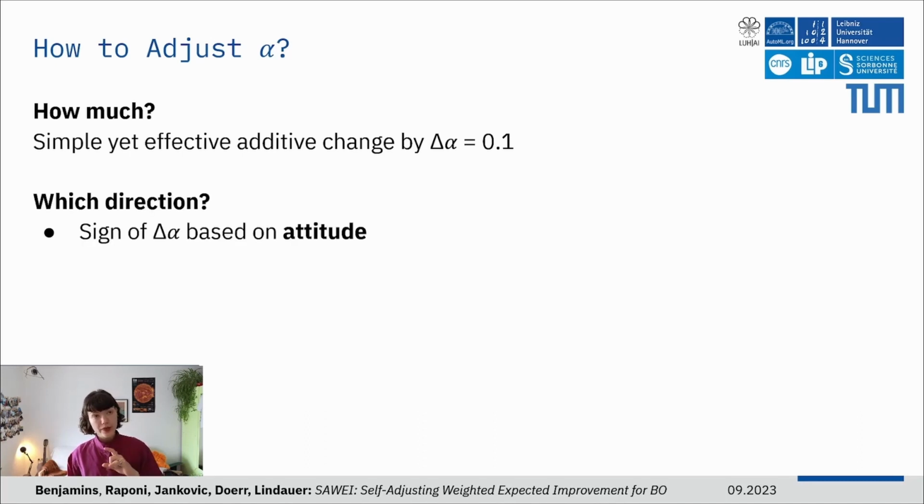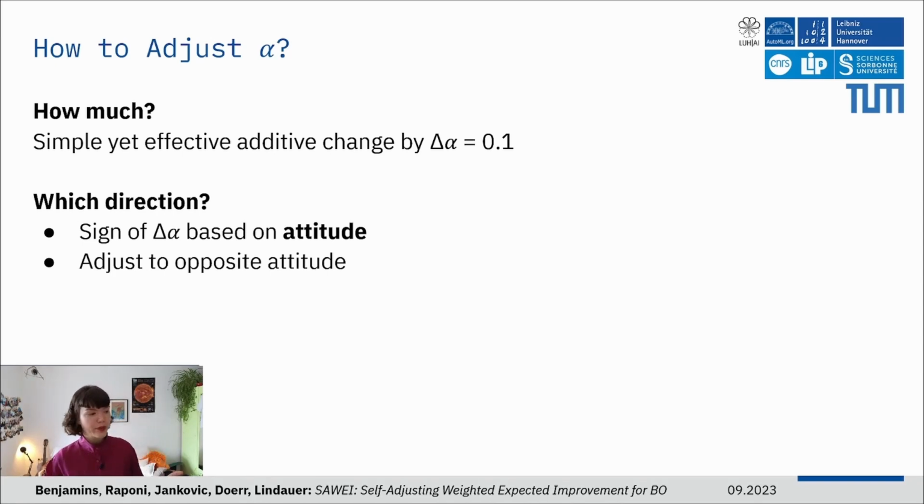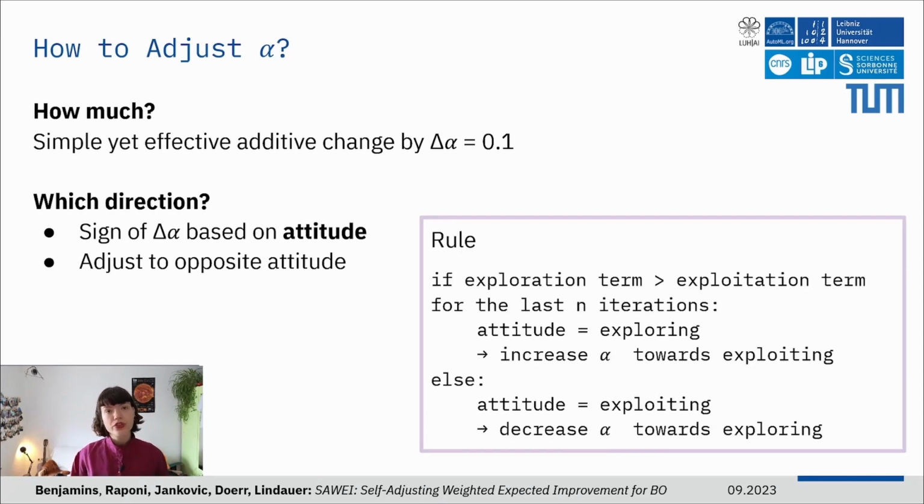We decide the direction based on the search attitude, and we adjust alpha to the opposite of the current search attitude. The intuition behind it is when the upper bound regret converges, that might mean that we can't make that much progress anymore under the current optimizer settings, so under the current search attitude. So we should adjust into the opposite side, and the rule is also simple. We compare the exploration-exploitation terms, and if the exploration term is bigger than the exploitation term, that means we are exploring and should adjust into the opposite direction and vice versa.